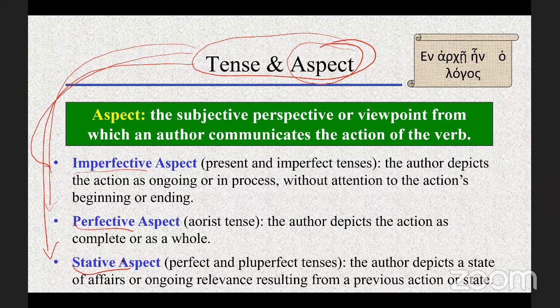Brother, can you give an example for the stative aspect? Because how is it relevant, ongoing relevant and all?